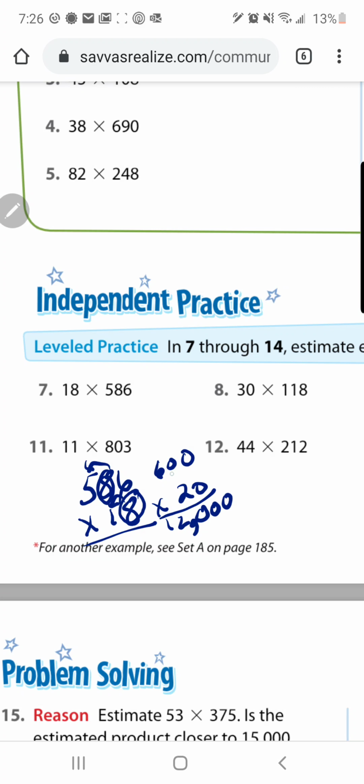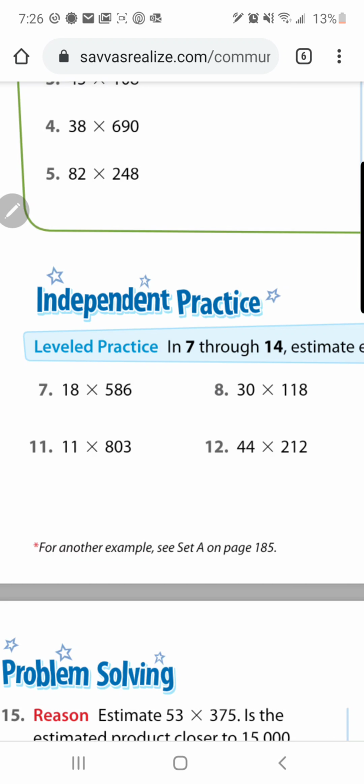Now, it looks like both of our estimates are greater than the actual numbers, right? You see that? Okay, so we could put in a symbol there to compare them. We could say that 786 is less than that and 18 is less than that. So that means that our estimated product, which is 12,000, is going to be greater than our actual answer. All right. Okay, let's move on to, I'm just going to go to number 14 now.